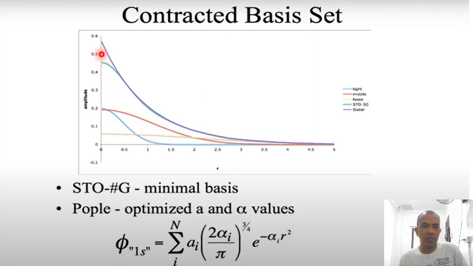There's just another picture of the STO-3G approach. The green is the sum of red, blue and yellow. In general, John Pople optimized the A and alpha values. He was very active in semi-empirical molecular orbital theory, while Dewar and Stewart and others decided to keep exploring that, but Pople made a jump to ab initio theory and began optimizing basis sets.